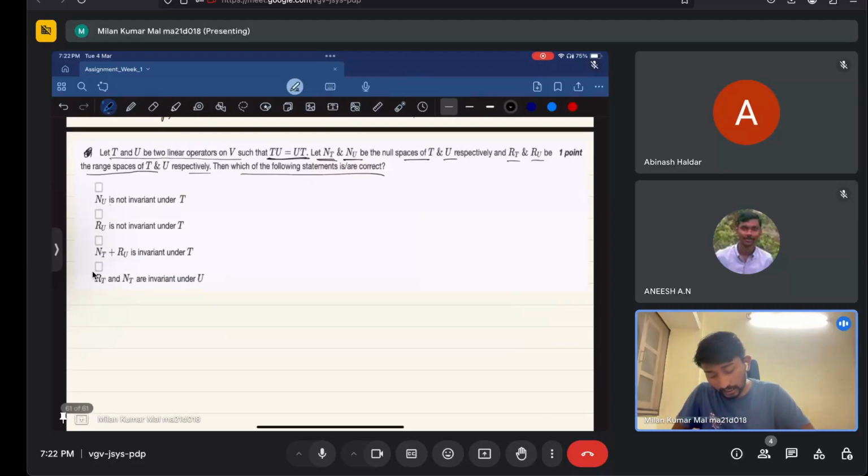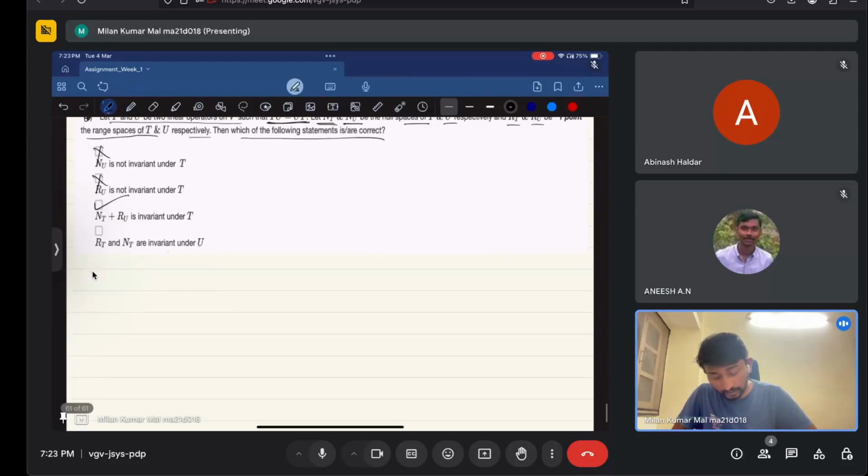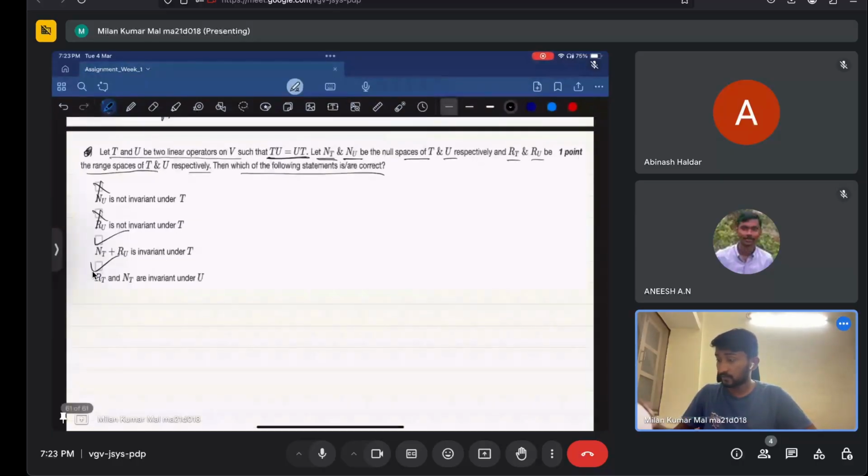Nu is not invariant under T, that is false. Ru is not invariant under T, that is again false. Nt plus Ru is invariant under T, that is true. And Rt and Nt are invariant under T, that is true. So this is problem number 5. The last two options are supposed to be correct. This is clear.